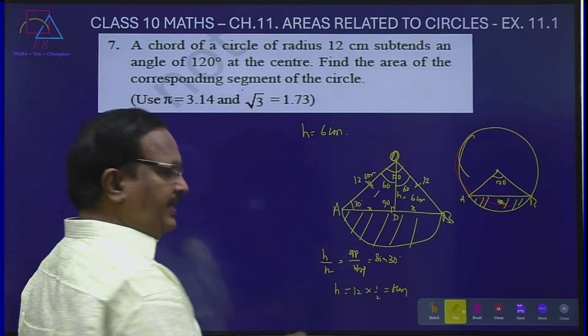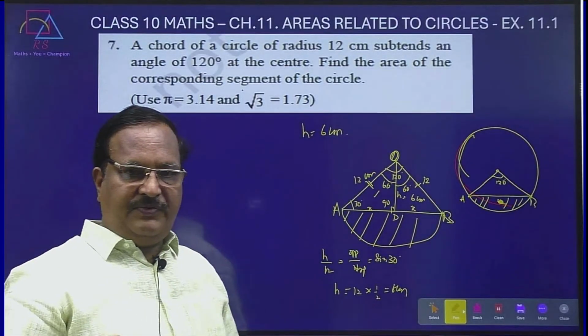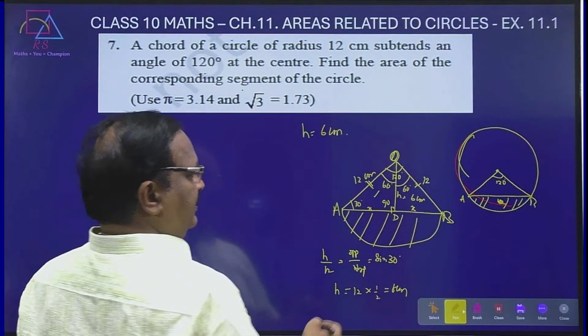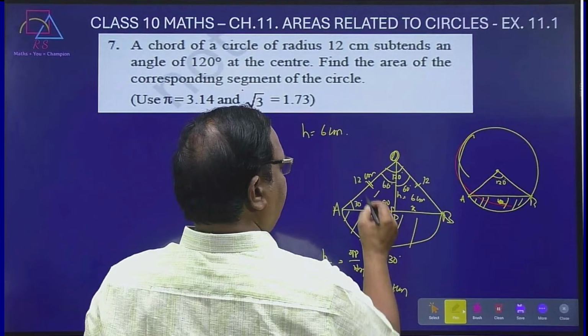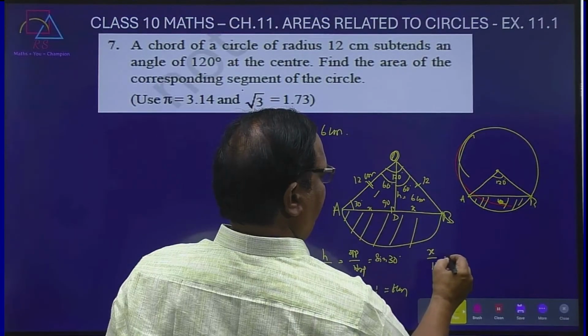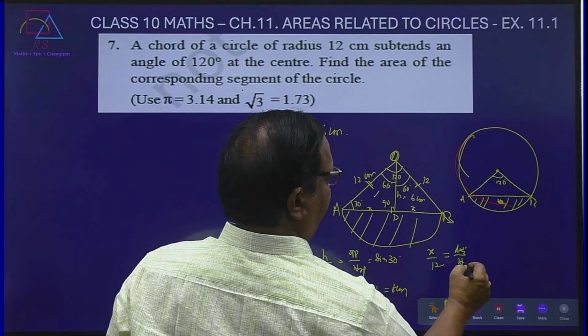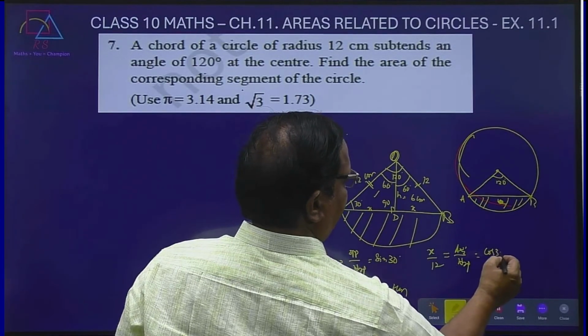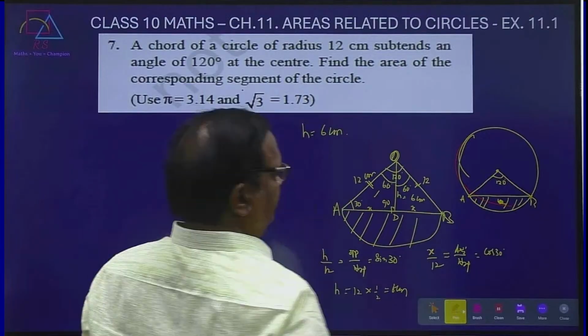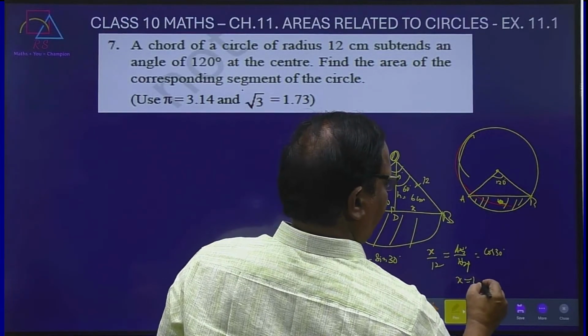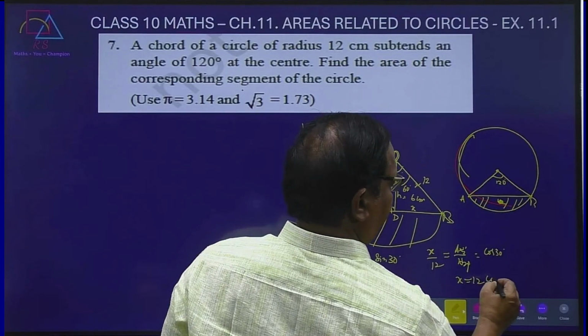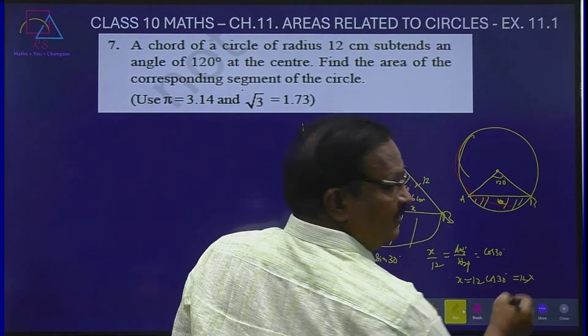Now we got the height, and we should get the base also. So x by 12, adjacent side by hypotenuse, is equal to cos 30 degrees. So x is equal to 12 into cos 30 degrees.